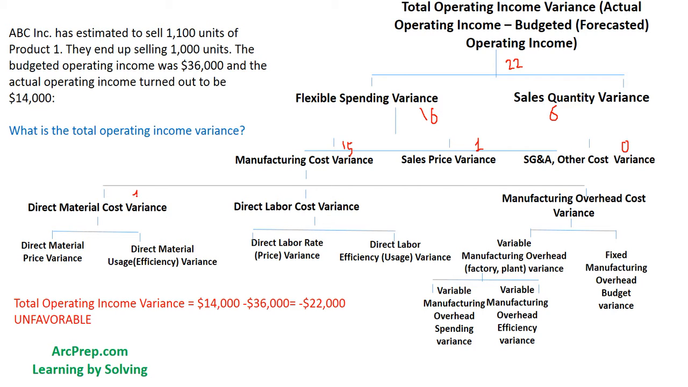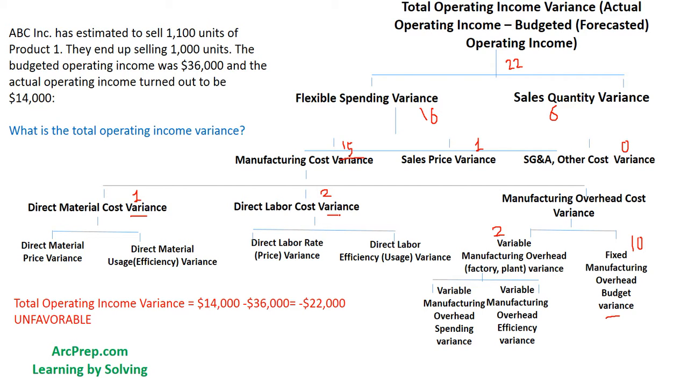And then we said $1,000 is because of direct material cost out of that 15. $2,000 was because of direct labor cost variance. Another $2,000 was variable manufacturing overhead, and $10,000 difference was fixed manufacturing overhead. So 10 plus 2 plus 2 plus 1 was giving us the $15,000 manufacturing cost variance. And we are now going to look further into, okay, what causes $1,000 difference?